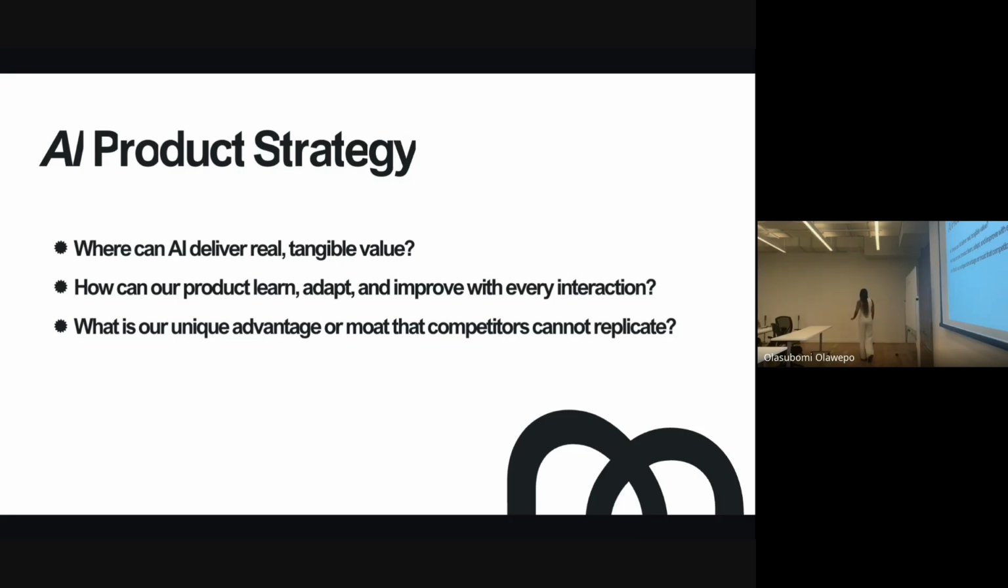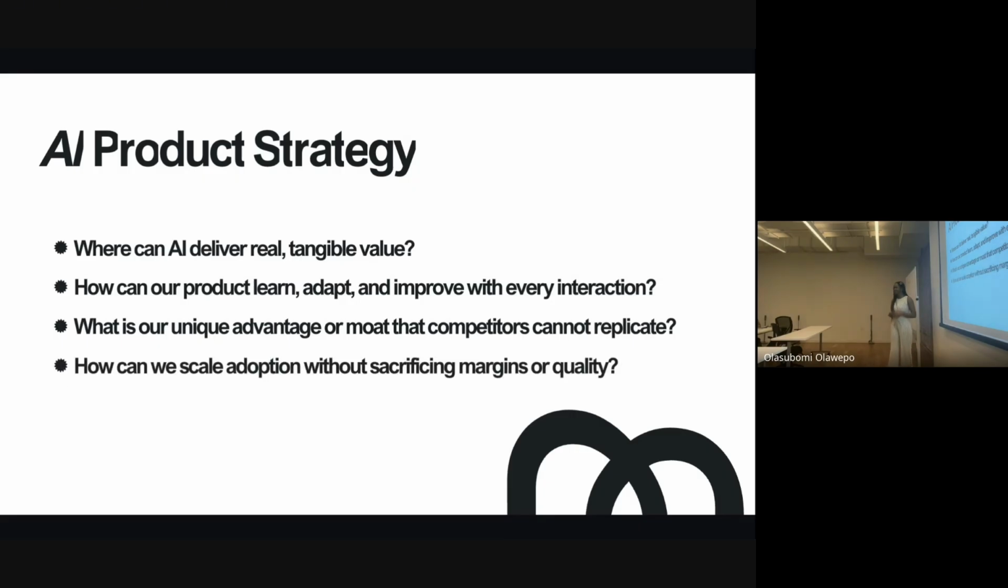So I'm going to reveal the last question and I'll give you guys a minute to think through. I really want you to sit with this when you leave, because that's going to inspire the features you end up building after your MVP here. So final question: how can we scale adoption without sacrificing margins or quality?